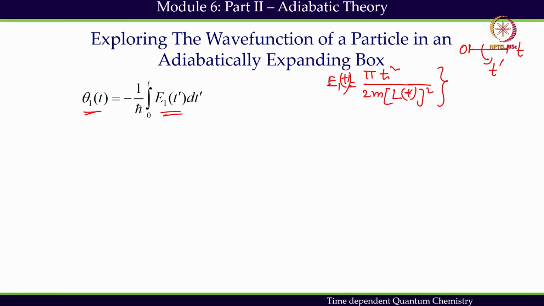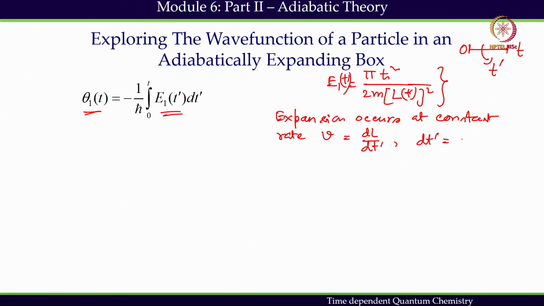Then we will assume that the expansion occurs at a constant rate v, that is dL by dt is constant. And if dL by dt' is constant, then one can write dt' equals dL by v. And what is L here? L is the instantaneous length. L has changed from L1 to L2, and any instantaneous length in between is going to be L. That's the definition.